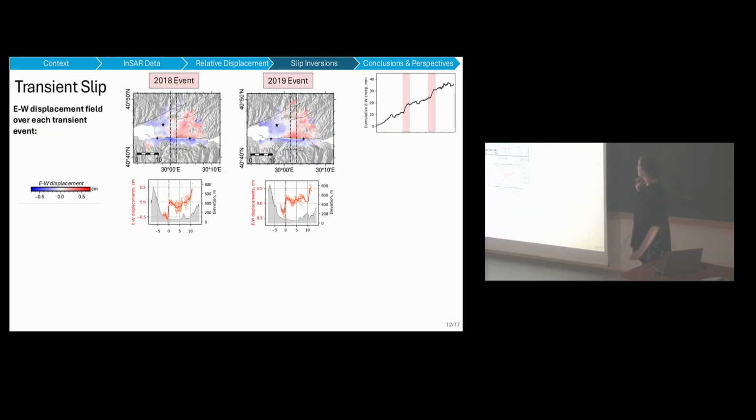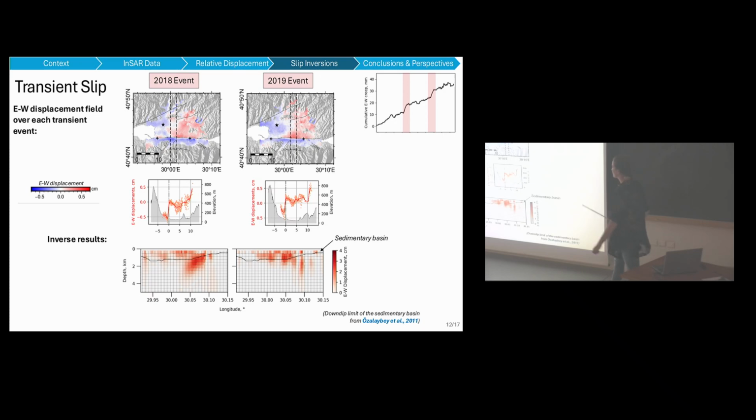So first, the transient slip. So we forgot about the 2016 event because it's too noisy for this exercise. And here you have the east-west displacement field for each event with the north-south profile associated. Again, you can see the offset linked to the fault position. And after inversions, we can obtain this kind of slip distribution for both events. So what is interesting here is that the slip is localized within the sedimentary basin or just below it. So this is just for the transient acceleration.